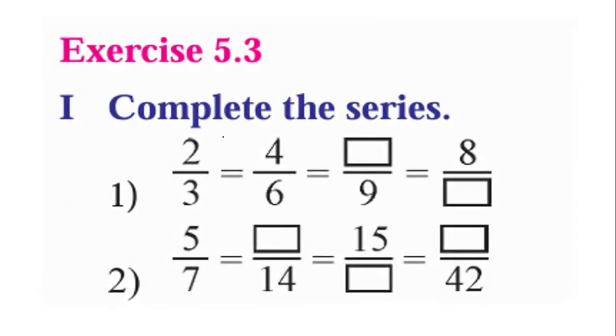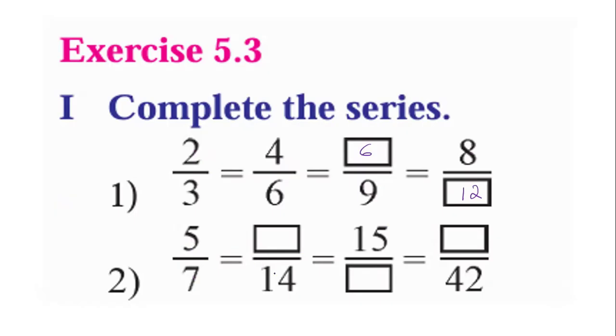Next, exercise 5.3. Complete the series. 2 by 3 is equal to 4 by 6. Here 2 is multiplied to both numerator and denominator. Here 6 by 9: 3 is multiplied to both numerator and denominator of 2 by 3. Here 8 by 12.